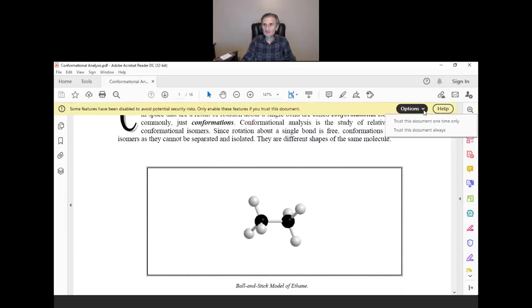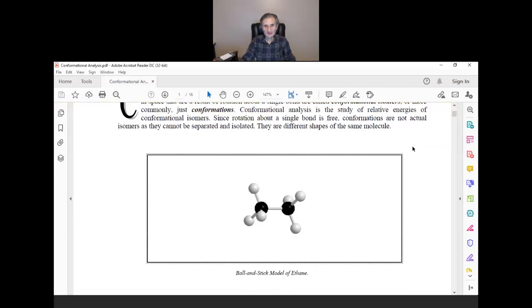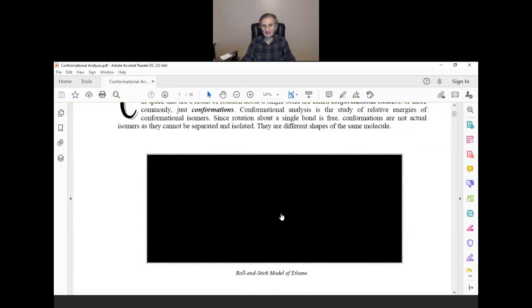So options. Let's trust this document always, or you can trust it one time only. And then when you click on it, this is an animation, so it should start playing. It should rotate, and you should be able to see the model from different sides. So this should help you make a model.